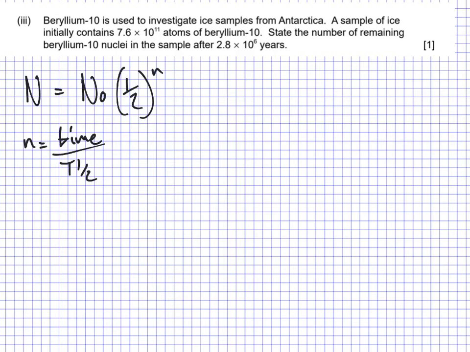Sample of ice initially contains, so this is our original, there it is, a number of atoms. So the N naught, I'll just put it on here. This is the N naught in red. That's the original number of atoms. We need to state the number of remaining beryllium-10 nuclei or atoms in the sample after 2.8 times 10 to the 6 years. So this value here is the time that's elapsed. So this is my time.